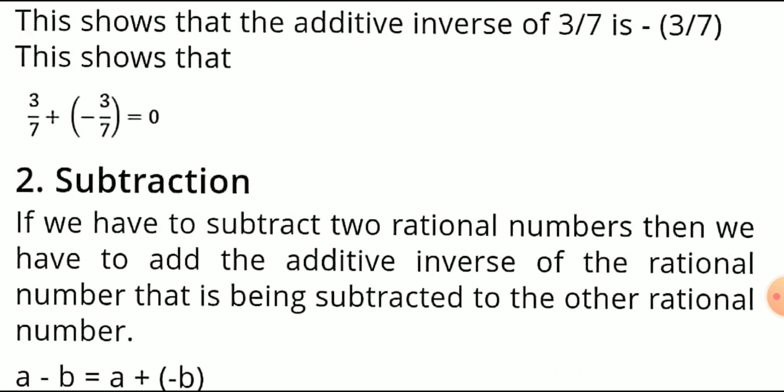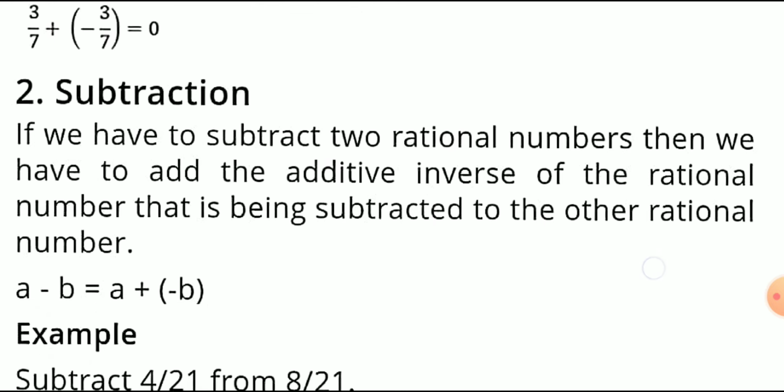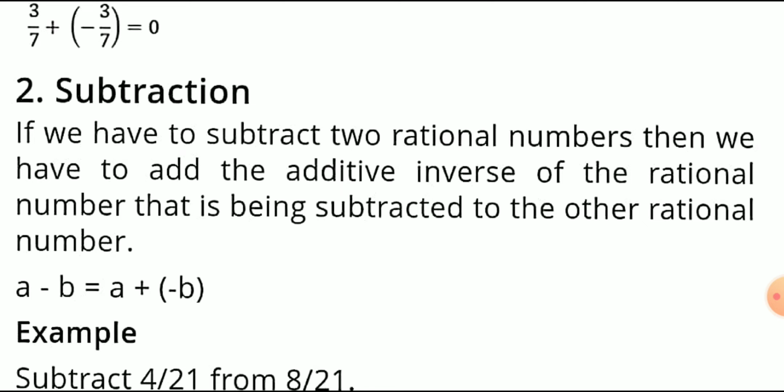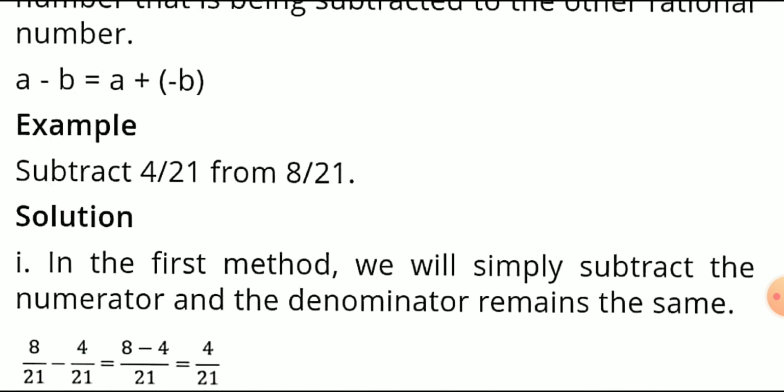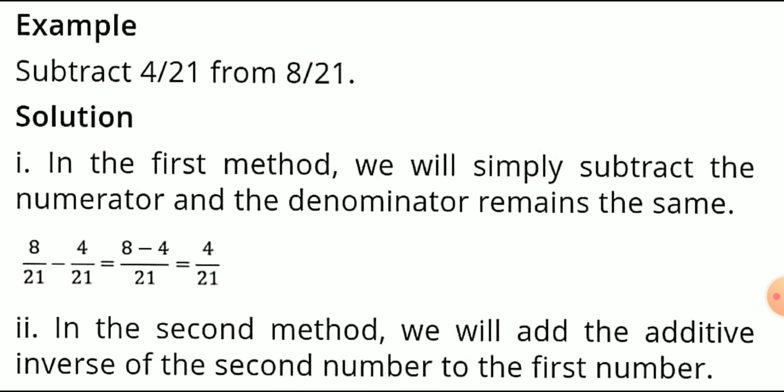Subtraction. If we have to subtract two rational numbers, then we have to add the additive inverse of the rational number that is being subtracted to the other rational number. For example, 4 upon 21 from 8 upon 21. So 8 upon 21 minus 4 upon 21. So 8 minus 4 over 21 will be equal to 4 upon 21. Try to solve it by yourselves. Okay.